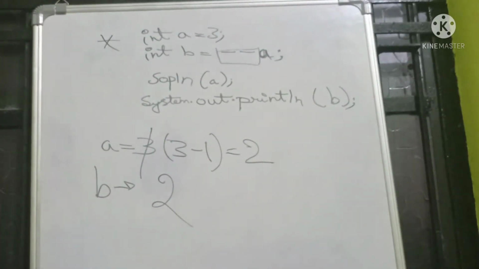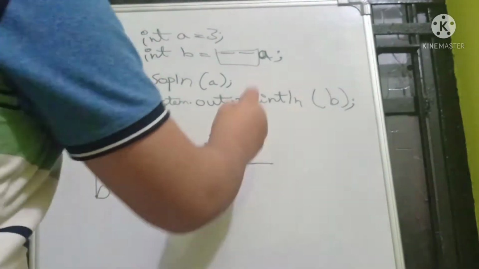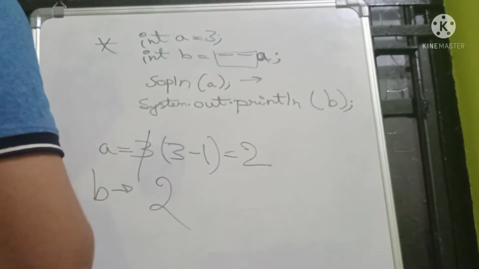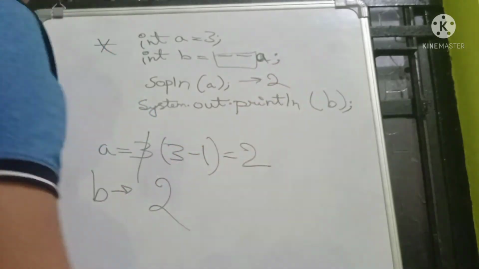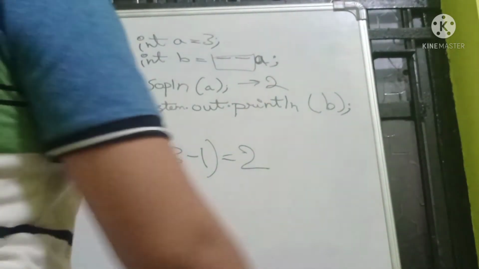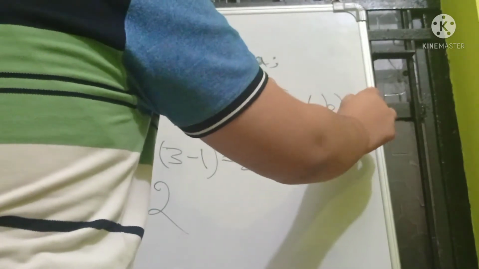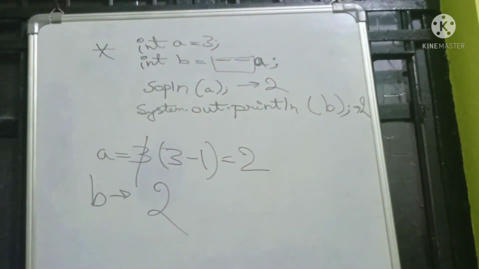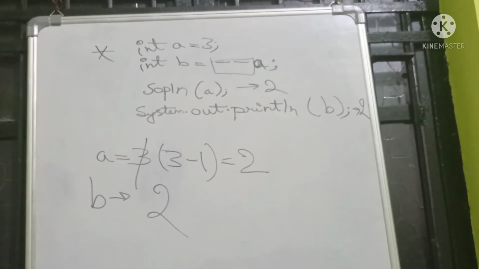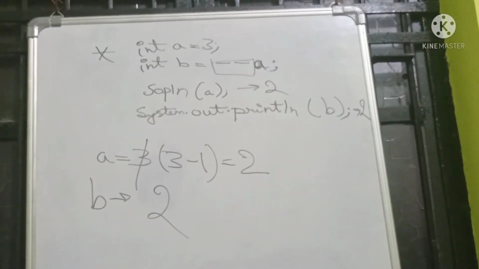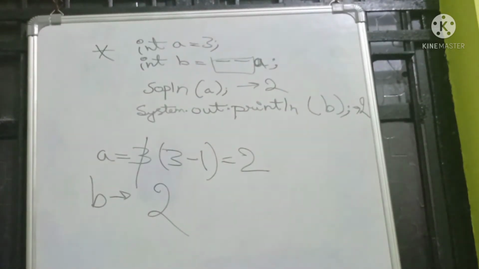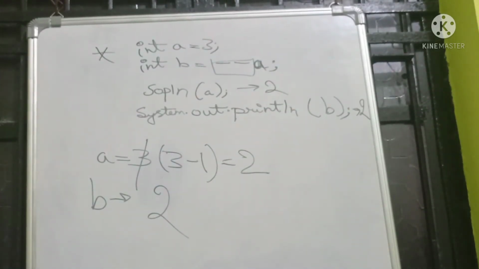Okay. So here it is saying SOPLN a, meaning System.out.println a. What is the value in a? It is equal to 2. Similarly in b, what is written? It is written 2. It's also 2. So this is how we have to do our programs. I have given 2 basic sums and now I am going to give some difficult problems.